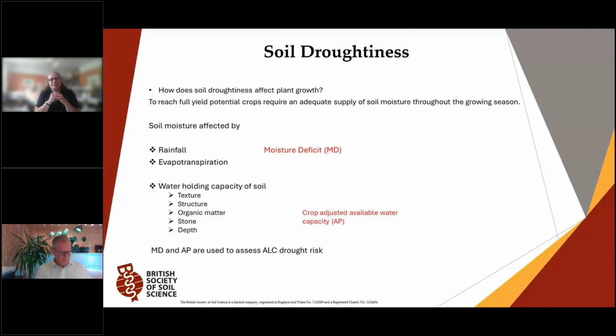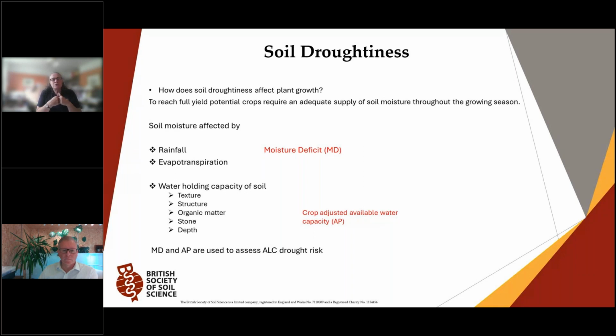And then soil droughtiness is the other soil interaction limitation. So how does soil droughtiness affect plant growth? To reach full potential, crops need to have adequate moisture supplies throughout the whole growing season. And so soil moisture is affected by the amount of rainfall coming into a site and the amount of evapotranspiration that's taking place from that site. And the balance of those is known as the moisture deficit. And that's a figure that is provided by the climate data.